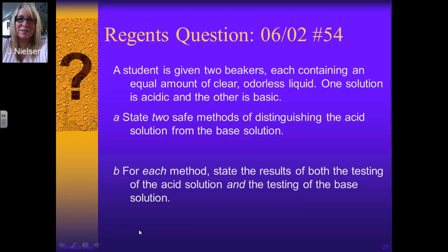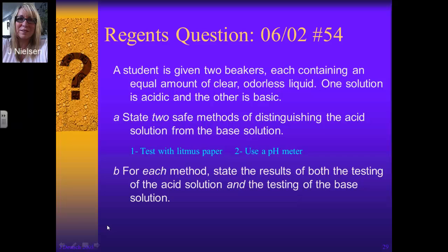A student is given 2 beakers, each containing an equal amount of clear odorless liquid. One solution is acidic and the other is basic. Say 2 safe methods for distinguishing the acid solution from the base solution. So this type of question, they're asking you to use maybe indicators because they're telling you one is acidic and basic. So phenolphthalein is a good choice. Litmus paper would be a good choice. A pH meter would be a good choice. Any of those.